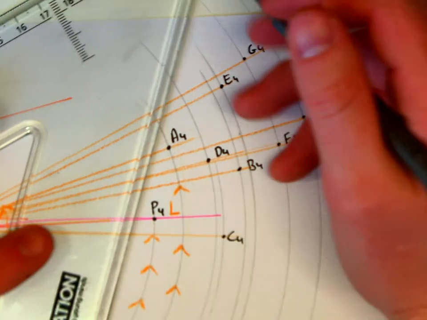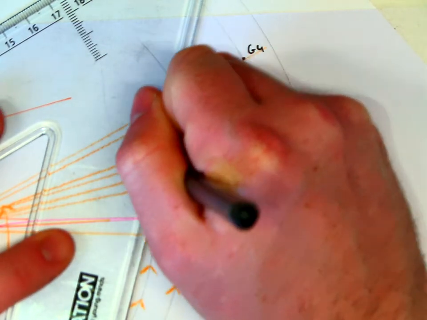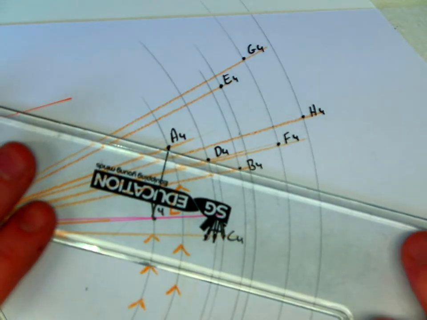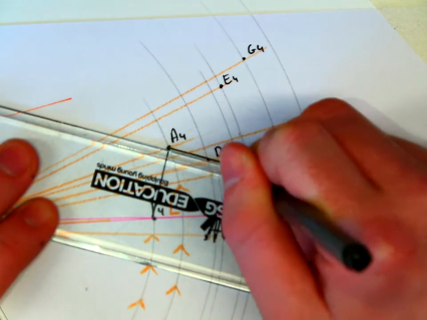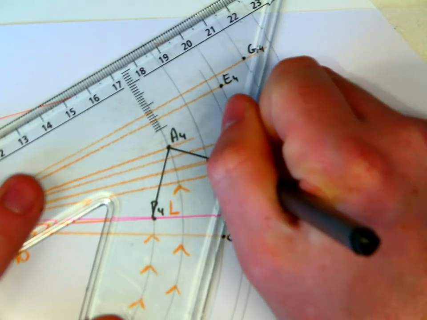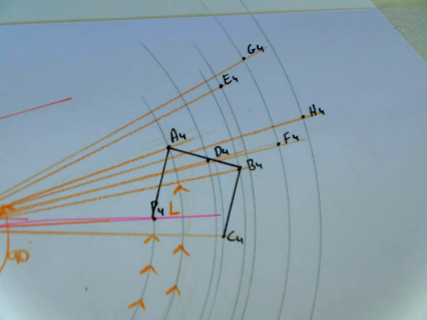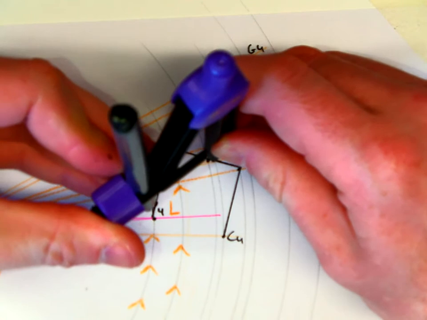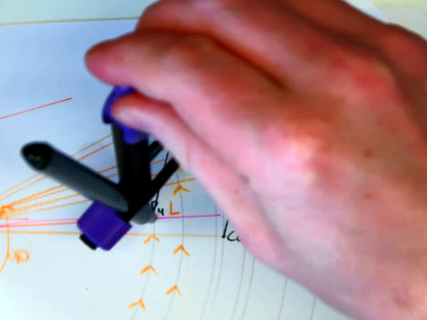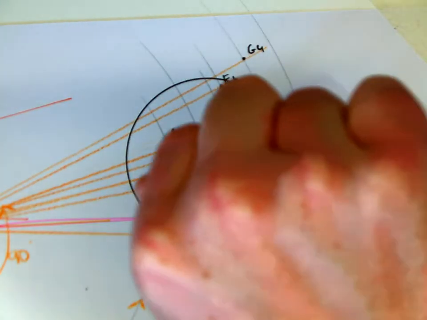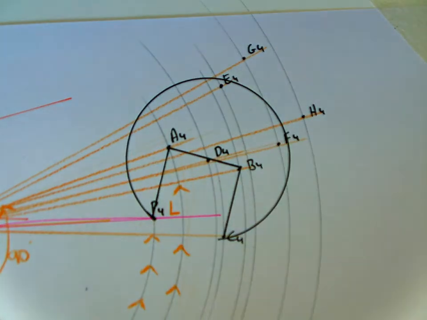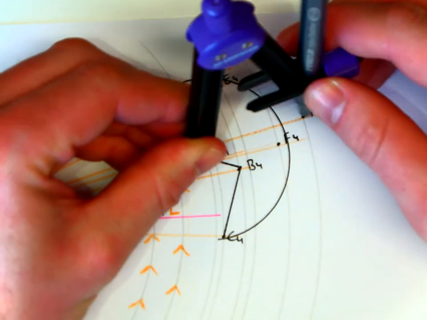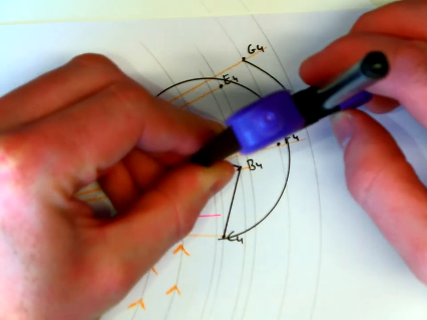So following the profile again for the last time, P goes to A, goes all the way over to B, goes down to C. My compass goes on D, and I have to swing a curve from P all the way around to C. So my compass goes on D, stretch it out to P, swing it around, and I also have a curve from D to H.